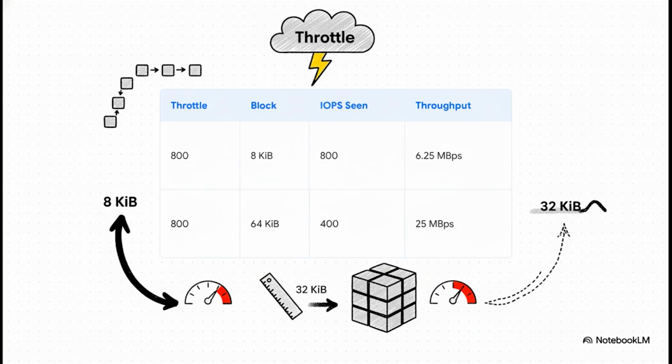Pretty straightforward, right? But now, look at the second scenario. We keep that same throttle limit of 800, but this time the app is hungry. It's pushing IOPS with a chunky 64 kilobyte block size. Here's where the magic happens.